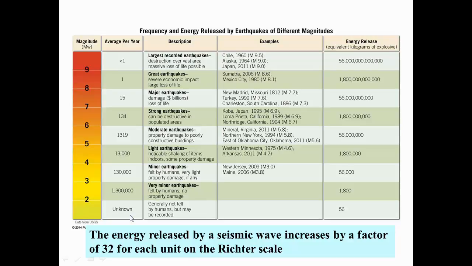But if you compare the magnitudes on the left scale with the overall energy release shown on the right scale, the energy release is expressed in equivalent kilograms of explosives. And these values literally explode as you go up the scale of magnitude. In general, the energy released by a seismic wave increases by a factor of 32 for each unit on the Richter scale.